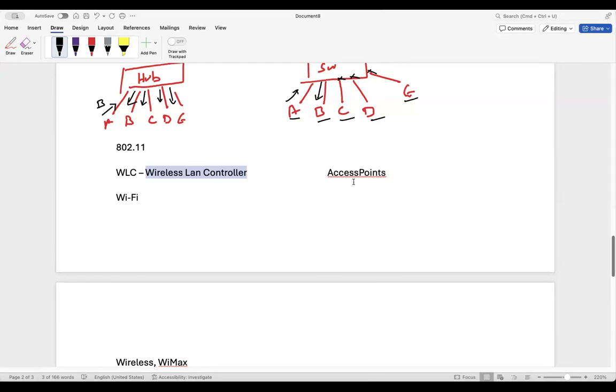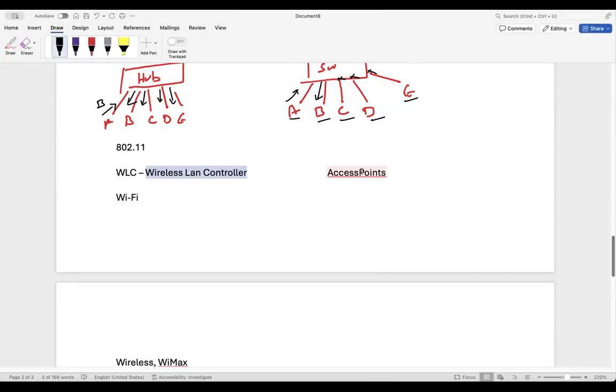This is going to simplify the configuration, management, and monitoring of these devices. You understand what I'm saying? Is this clear? The access points or the wireless switches.